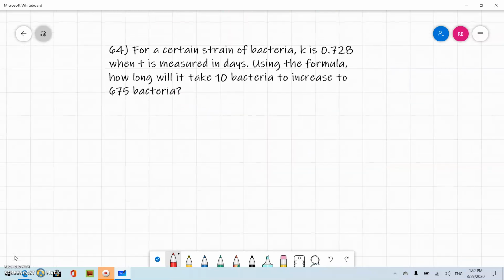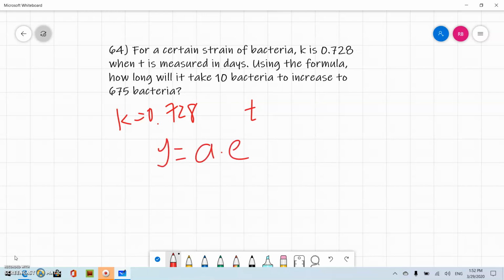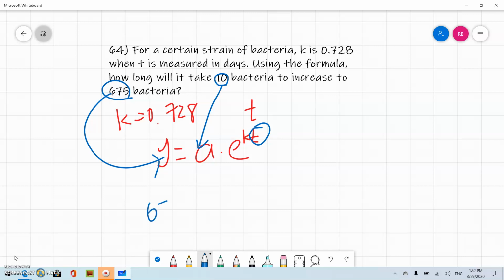64. For a certain strain of bacteria, K is 0.728, and we talked about K is basically the rate of growth, and T is days, number of days. Using the formula, they gave you a formula to use, which is y equal a times e kt, and a being the initial number, right? So 10 is a, and y is 675, and you want to know how many days it takes. Okay, so let me plug it in.